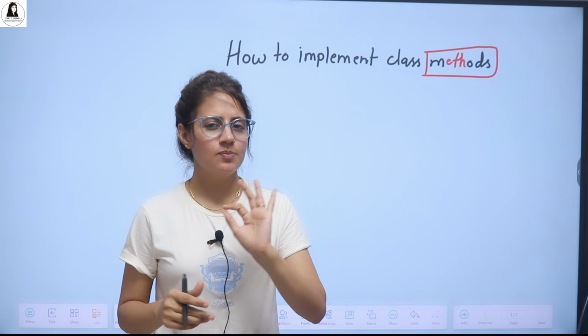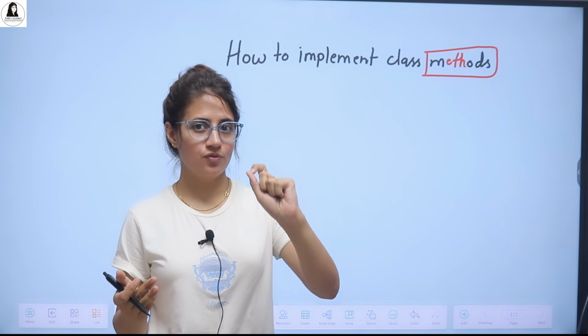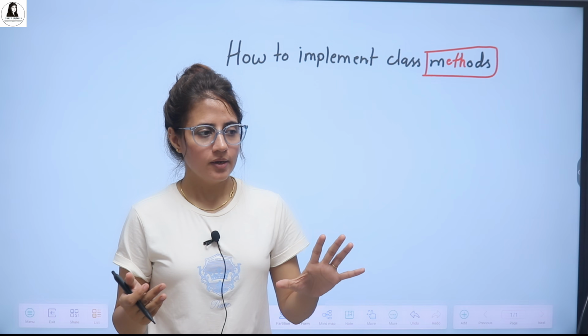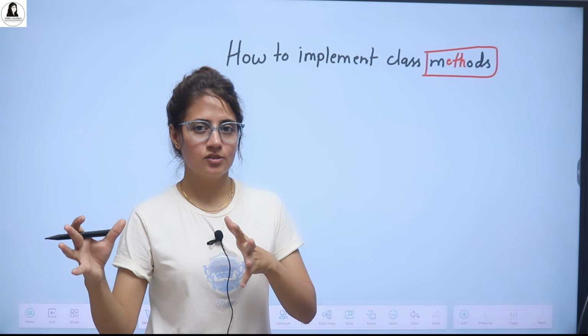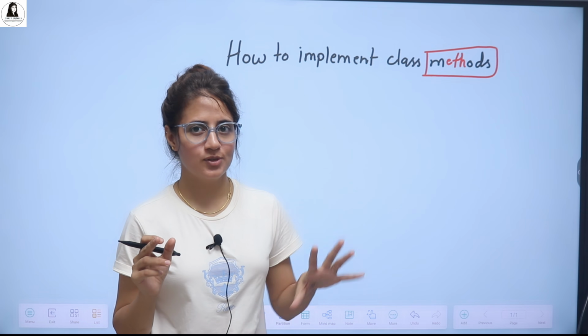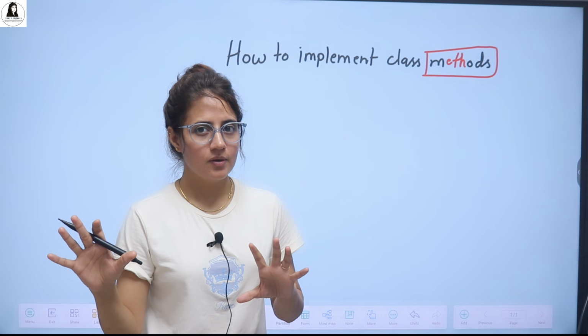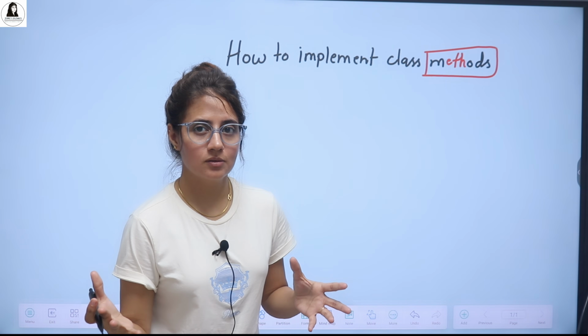So in the series of learning C++ programming language, in the previous video we have seen what are access specifiers: private, public and protected. Right? Although we haven't discussed protected, because that is used in inheritance and we'll discuss that later in the C++ course. We have discussed private and public with the help of examples. Now in this video we'll see how to implement class methods.